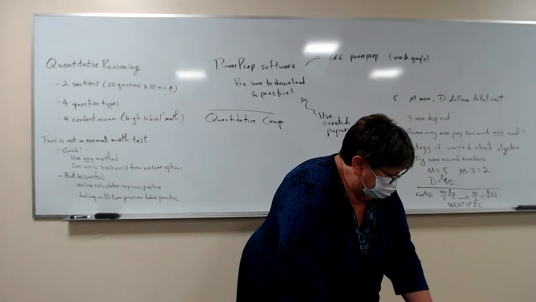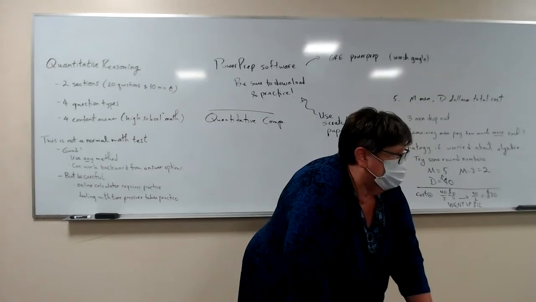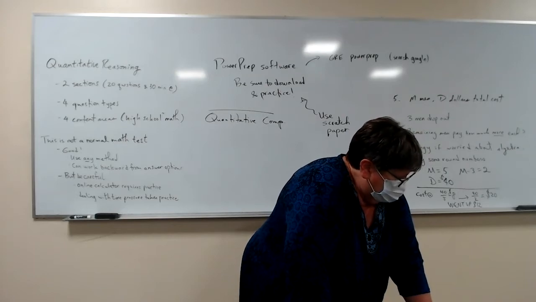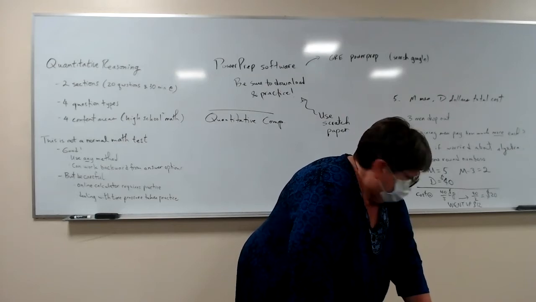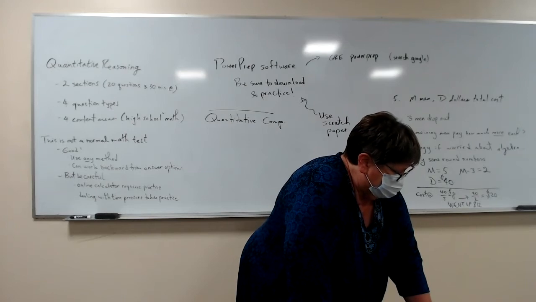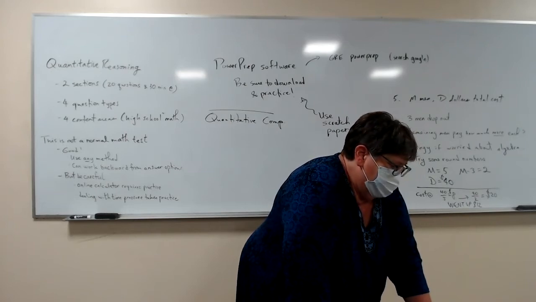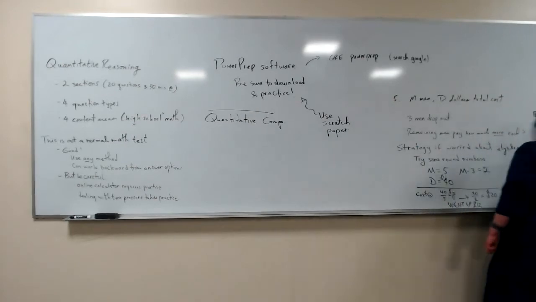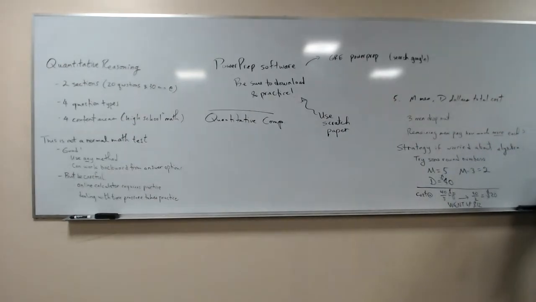What about C? 3D, remember you got a calculator if you need it, 120. M squared is 25. 3M is 15. You're doing this on your scrap paper, so doing better.